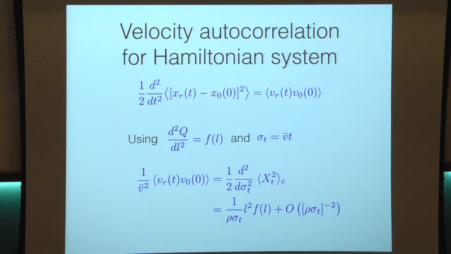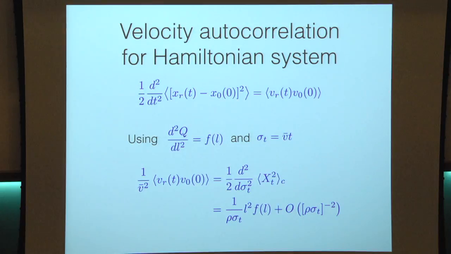For the Hamiltonian system, one can show that this velocity autocorrelation is related to the derivative of this two-tag displacement object. Because you saw how Q is defined, if you take two derivatives, it becomes F. V bar is a typical velocity scale; for Gaussian, V bar squared is the variance. So this is exactly given by this, and to the leading order, this is the answer.